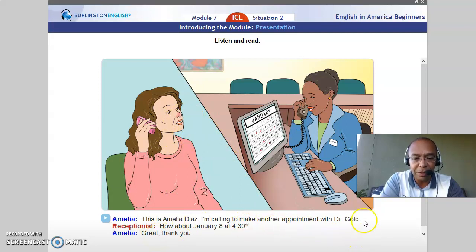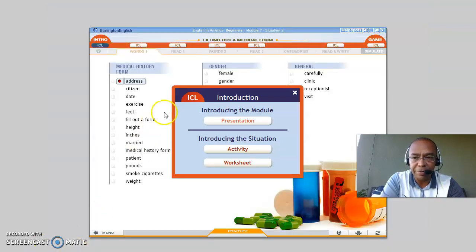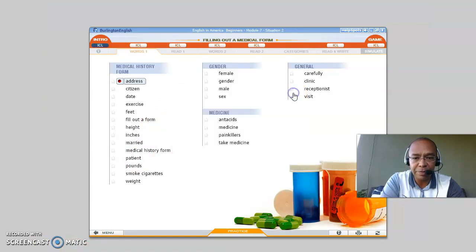Okay, so now that we have the introduction to this part, let's look at the vocabulary. There are some words that you need to know when you're filling out a medical form. So please listen and repeat.